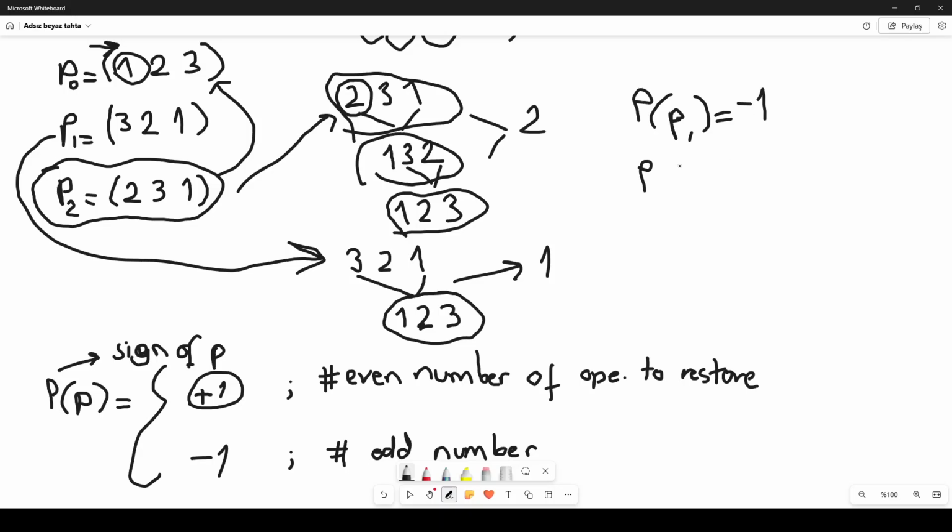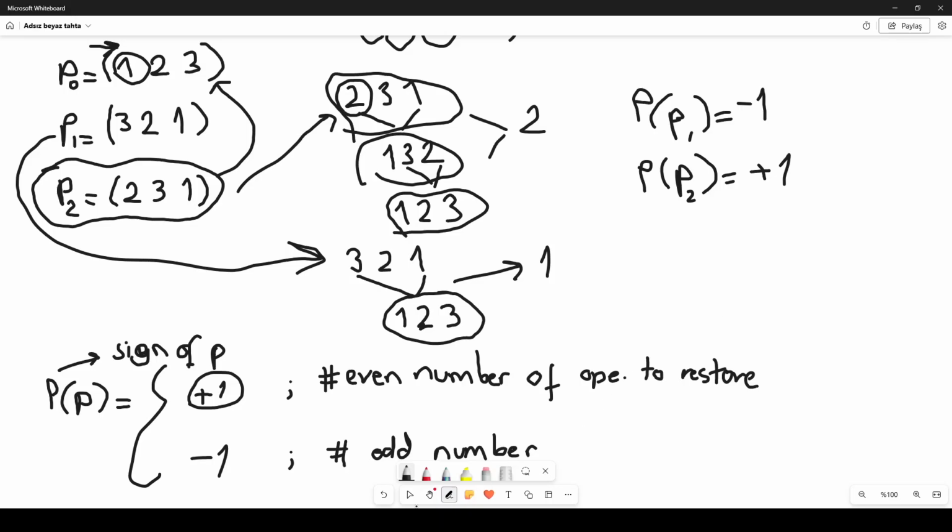How about P2? For the permutation P2, I performed two interchange operations, right? As shown above here. Which means I performed an even number of operations to restore the original permutation. And since it is an even number, the sign of P2 is equal to +1.